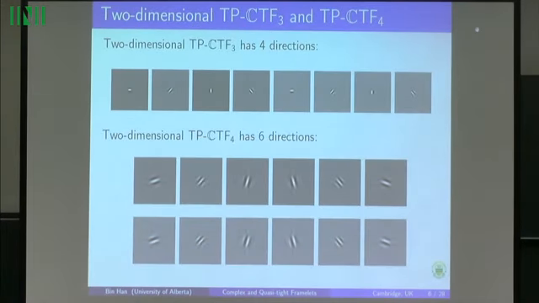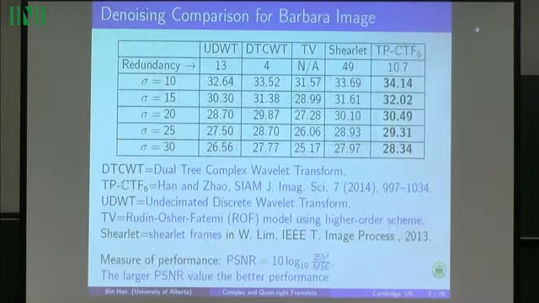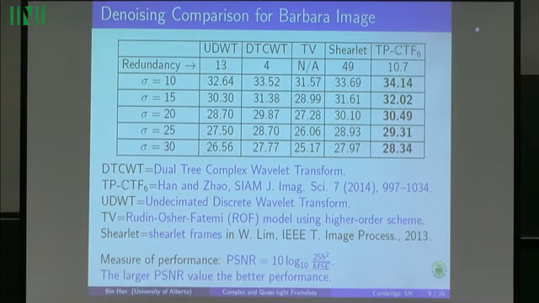So if I plot the elements in the dual tree complex wavelet transform, you are going to see it looks almost identical to this, even though this is not the dual tree complex wavelet transform. Okay, so this is dual tree. And another one is our approach using the tensor product complex tight framelet CTF6.